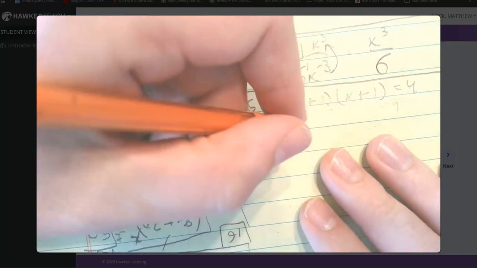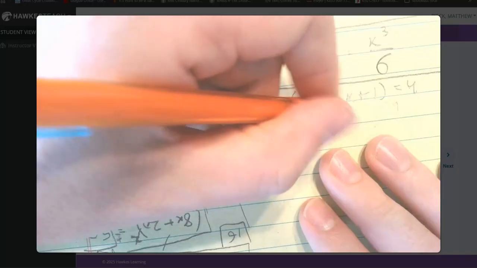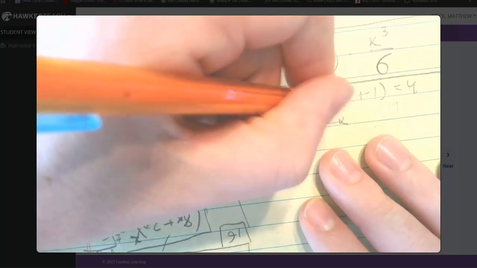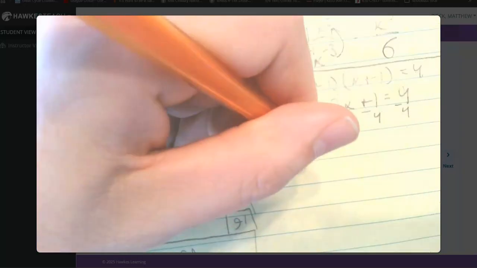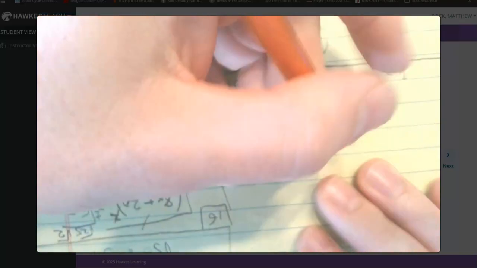So expanding this out gets us x squared plus 1x plus 1x. So that's going to be plus 2x plus 1 equals 4. So I'm just going to subtract the 4 from each side. So we have x squared plus 2x minus 3 equals 0.